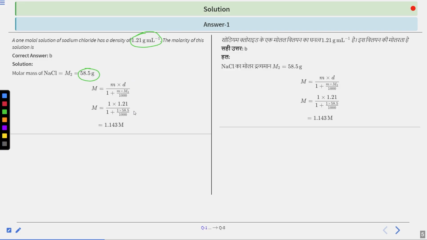So that will give you your volume. Clear? Now again, going back to molarity, the number of moles is 1, so 1 by that volume will give you your molarity. Clear? So the main hint for this solution will be two things.